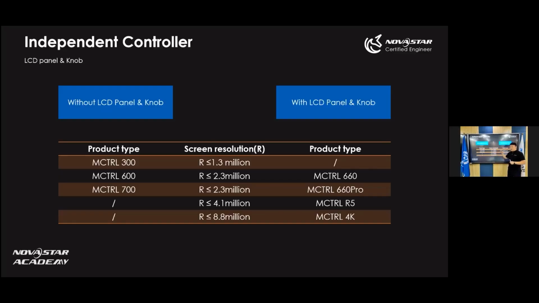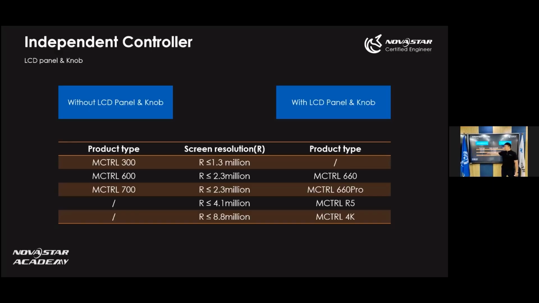So I will have a short review here. With different resolutions, we have different products to use, right? If we have a screen whose resolution is smaller than 1.3 million pixels, we can just use the MCTRL 300, that's enough. And if we have a screen whose resolution is within Full HD, we can choose 600, 660, or 700, or 660 Pro. Okay, what is the difference here, right?